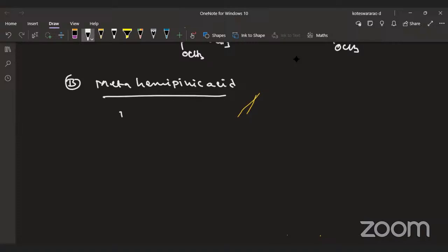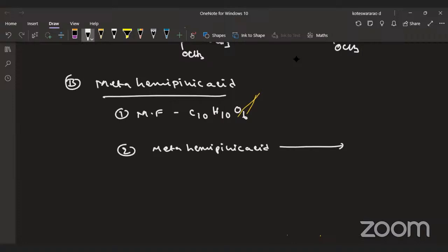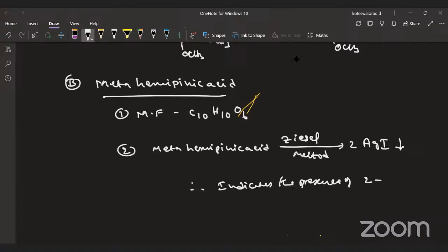What is the molecular formula of metahemipinic acid? The molecular formula is C10H10O6. Then apply the Zeisel method to identify the number of OCH3 groups. Metahemipinic acid is subjected to the Zeisel method. It produces 2 moles of silver iodide precipitate. Therefore, it indicates the presence of 2 OCH3 groups.